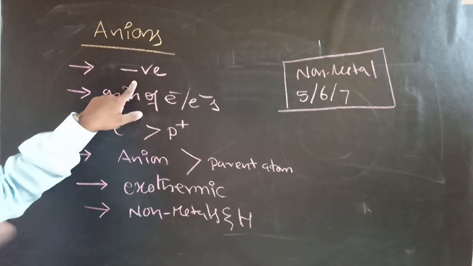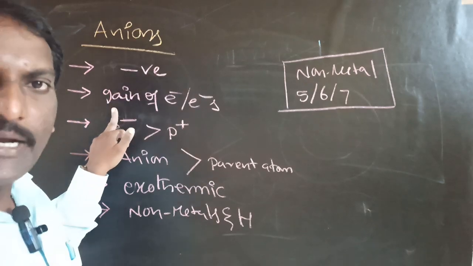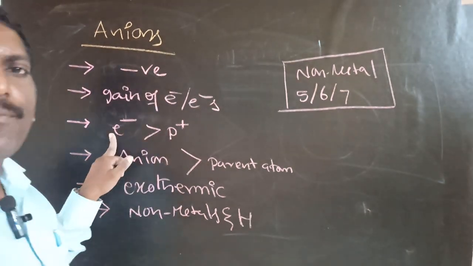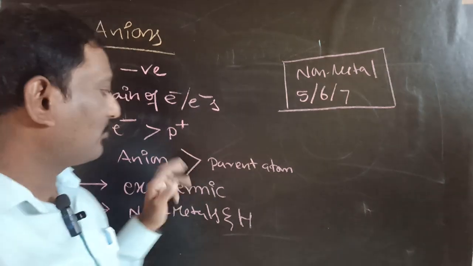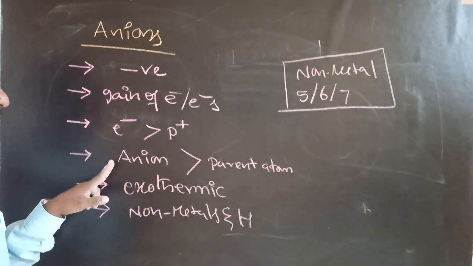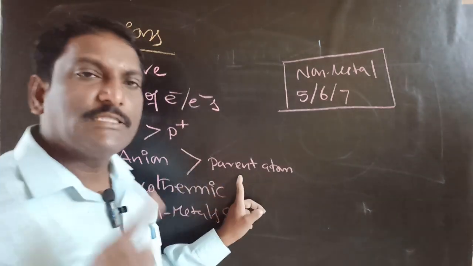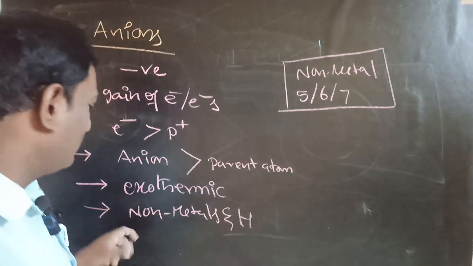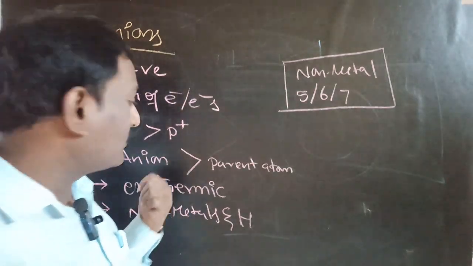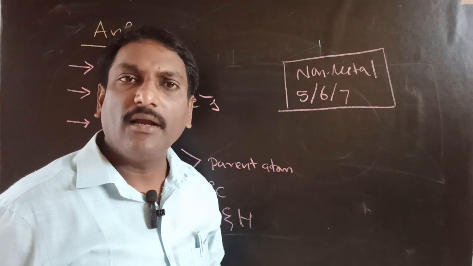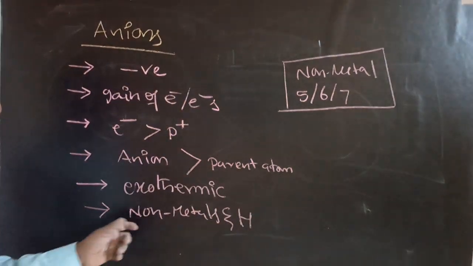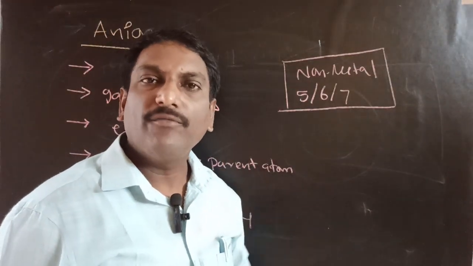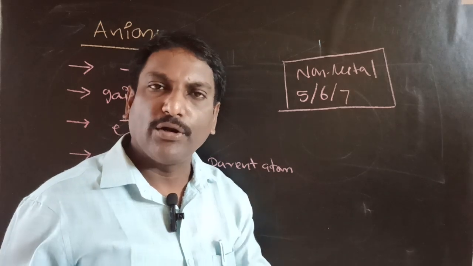So make a note of all these points. Anions means negatively charged particles. They are obtained by the gain of electron or electrons. In case of anions, the number of electrons is greater than the number of protons, and the size of the anion is greater than that of its parent atom. So formation of anion is exothermic in nature. Generally anions are formed by non-metals and hydrogen. So what are non-metals? Those elements having valence electrons 5 or 6 or 7 are considered non-metals.